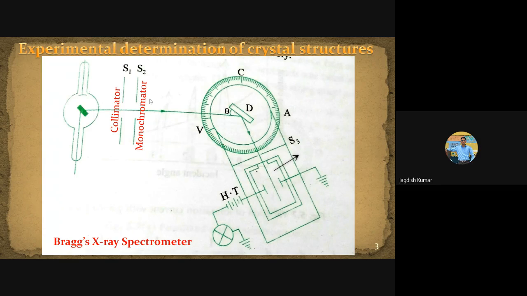Why a monochromator? Because whenever any source emits X-rays, those X-rays are not exactly monochromatic. There is always some finite width of wavelengths around the central peak. Whereas for performing an X-ray diffraction experiment, the wavelength of X-rays must be fixed, because it is n lambda equals 2d sine theta. So if you have different wavelengths, what will happen?